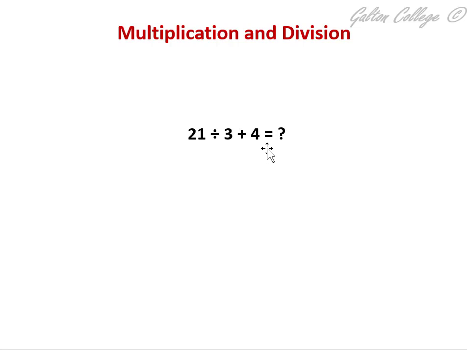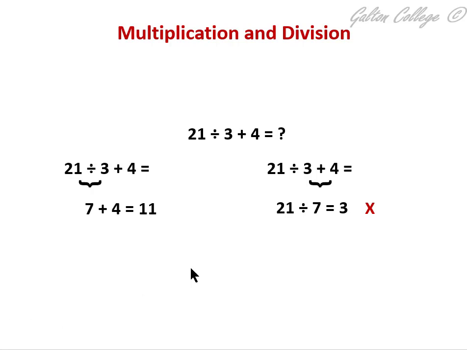21 divided by 3 plus 4. Well, add the 3 plus the 4: 7. 21 divided by 7 is 3. Wrong. We've done the addition before the multiplication or the division, which is the wrong way around. Multiplication and division first. So it's 21 divided by 3, which is 7. 7 plus 4 is 11. 11 is correct.